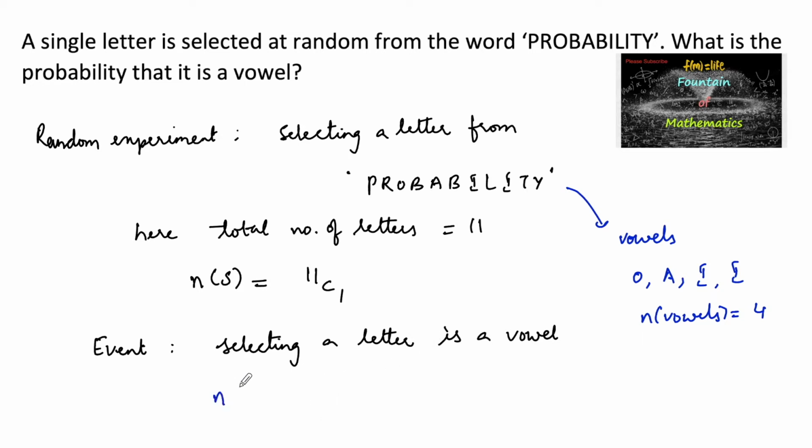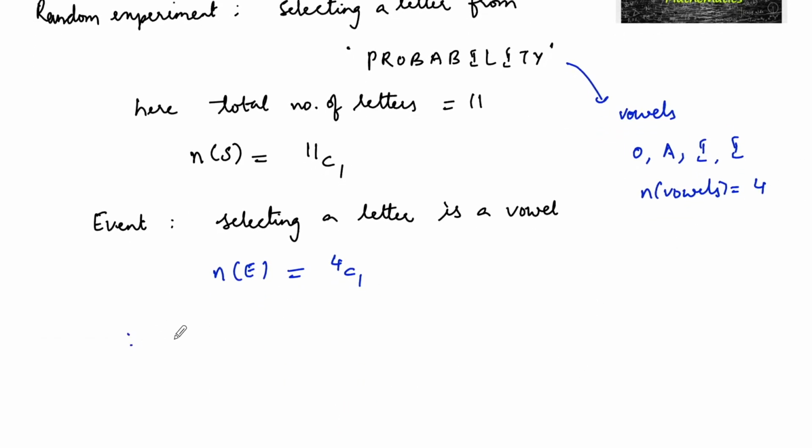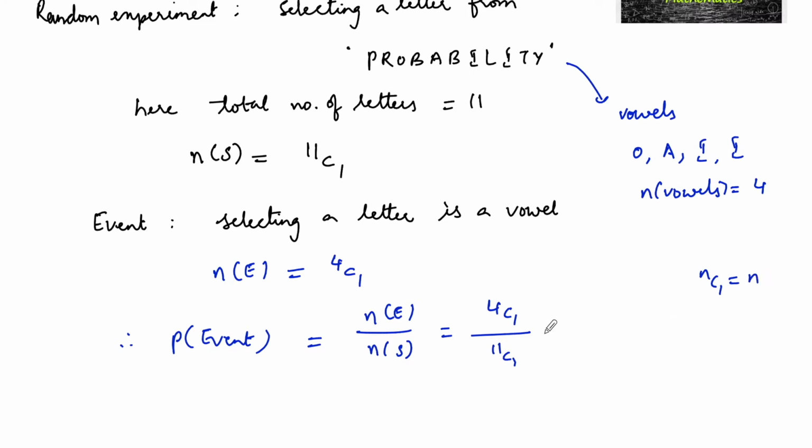So we can say the number of elements in our event is nothing but, out of these 4 vowels we have to select one, 4C1. So therefore probability of our event, selecting a letter from the word probability which is a vowel, is n of e by n of s, that is 4C1 by 11C1. We know that nC1 is equal to n, so 4C1 is 4 and 11C1 is 11, so 4 by 11 is the answer. Okay.